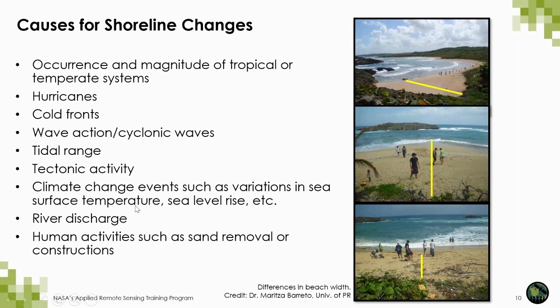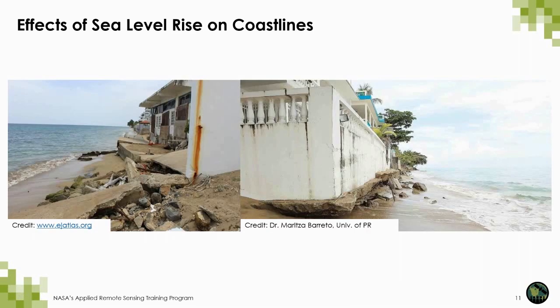And definitely increasing sea surface temperature, the melting of the polar ice caps, and eventually sea level rise have an effect on shoreline changes, particularly in really low areas like small islands. Human activities also have a big effect on shorelines, such as sand removal in dunes or beaches, and even constructions that we usually build to try to help contain some of the wave action. Speaking of human constructions, seawalls are some of the least effective methods to contain the effect of wave action and erosion in coastal areas.